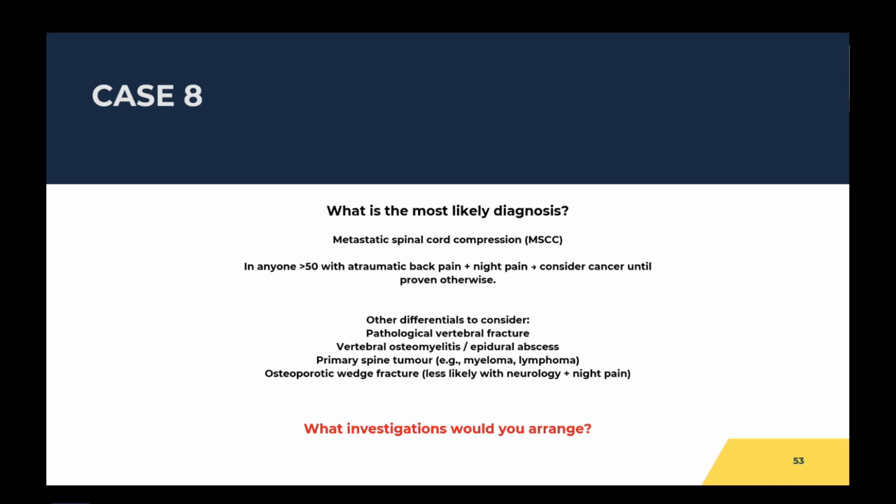Some other differentials that you should also consider: a pathological vertebral fracture, osteomyelitis as well, or an epidural abscess. You should also consider primary spinal tumor as well, such as myeloma or lymphoma, and osteoporotic wedge fracture as well. So the next question, what investigations would you arrange for this patient?